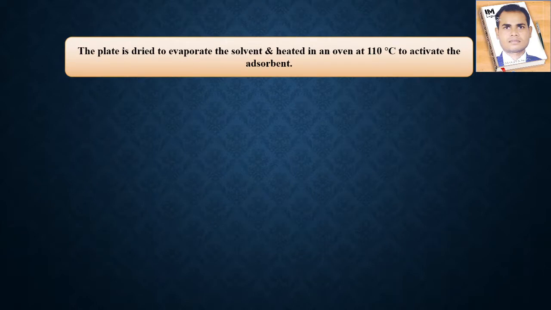Now the plate is dried to evaporate the solvent and heated in an oven at 110 degrees Celsius to activate the adsorbent. We have added alcohol also, so we have to evaporate it by giving the heat. So you can see how much temperature is given, 110 degrees Celsius, to activate that adsorbent which is already applied on that glass surface.